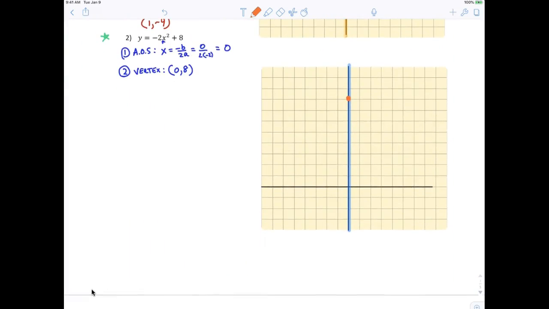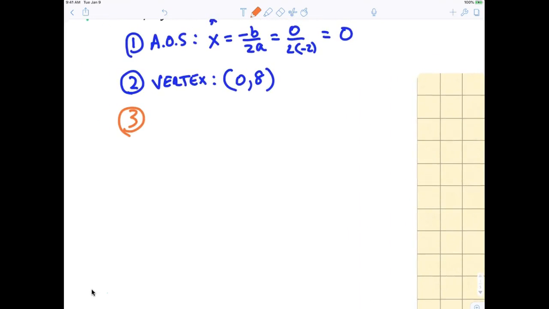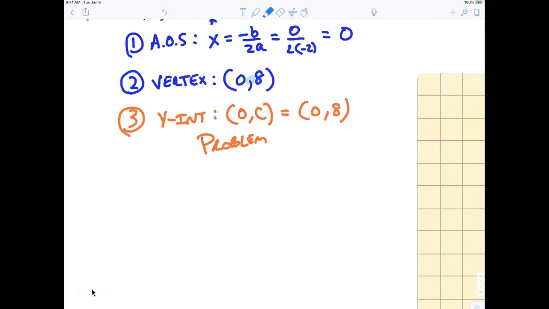Okay, so now step 3. I need to find the y-intercept, which is always 0, c, which in this case is what? Now, I want you to be able to tell me, why is this a problem? Yeah, we already have the point 0, 8, so it's of no value. So now I want to plug in, what's the easiest number to plug in? 1. So now we're going to plug in a point.